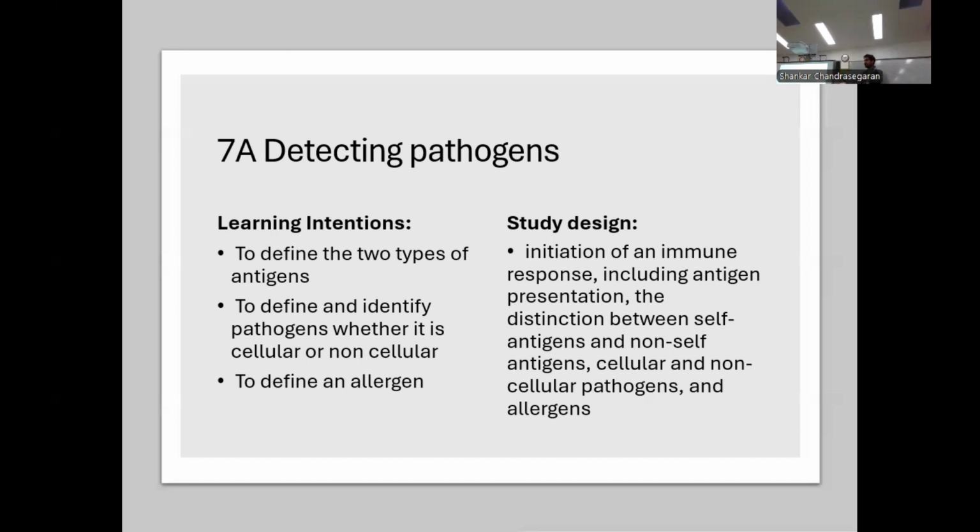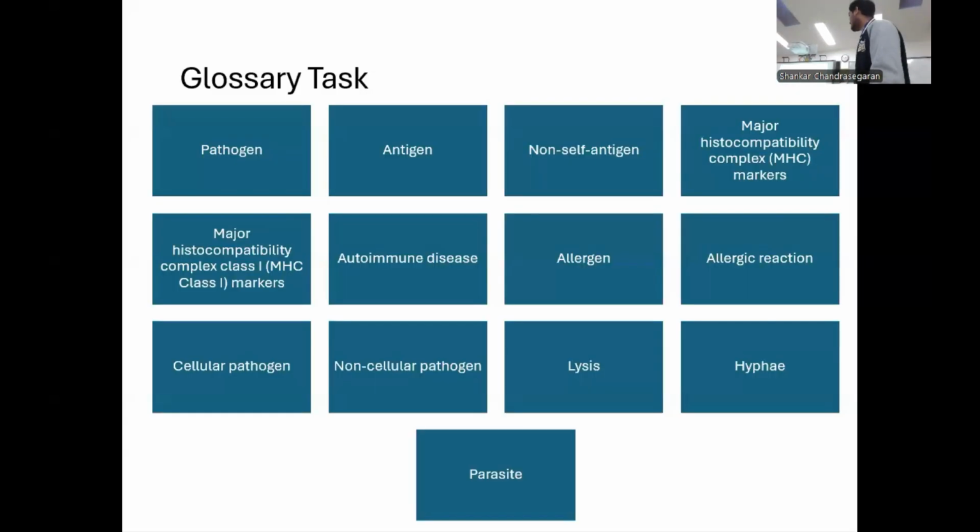As long as it's not your cells, it will fall under the category of non-self antigens. We'll go into that in a bit. So there's two types of antigens, self and non-self. If it is a part of your body, your cells, then it will be self antigens. If it's not a part of your body, then we will call them non-self antigens. And they can be present on cellular or non-cellular pathogens as well, and that will also relate to allergens. These are all your glossary tasks.